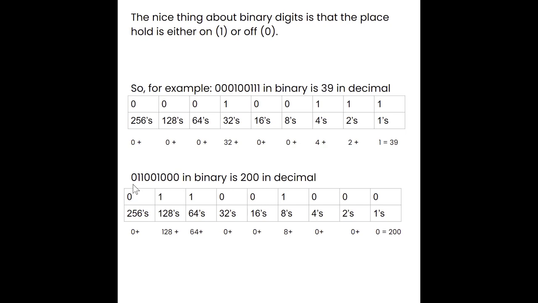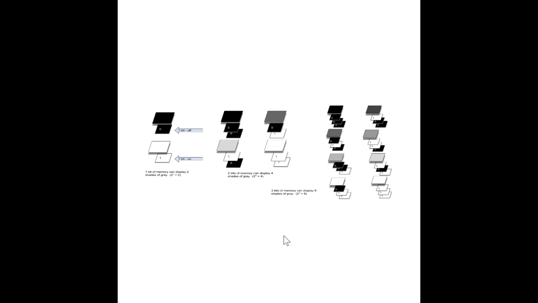So here we have another example of a binary number. Again, if we just place those into our placeholder columns, all we need to do is add up the numbers anytime there is a 1 in that placeholder. So we have 1 128, 1 64, and 8, and we add those together and we get 200. We don't have an on number or a value in the rest of our placeholders, so we're not going to add those numbers in.